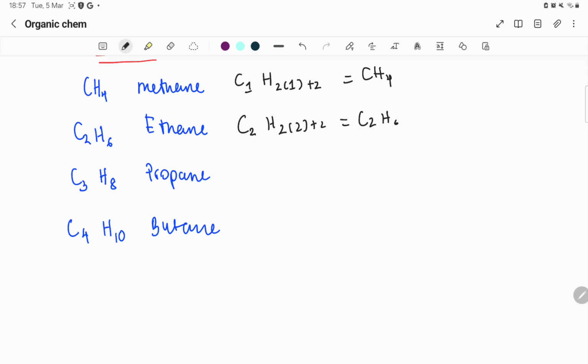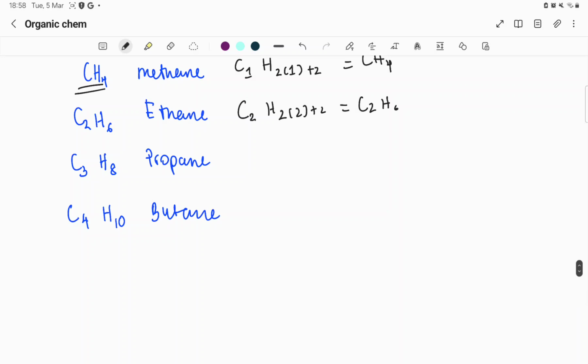Do you need to memorize the names? Yes, you need to know that the carbon with 1 atom is methane, and with 2 is ethane, with 3 it's propane, and with 4 it's butane. But I assure you it does not take a long time to memorize, and it is not hard to memorize. Now, these are called molecular formulas, but you also need to know the structural formulas. What that means is you need to know how to draw this compound. So how are you going to do that?